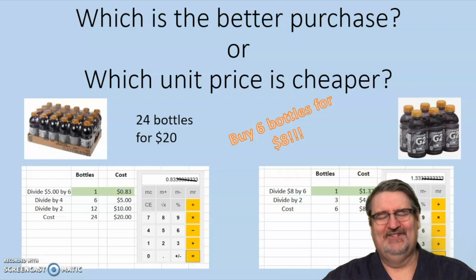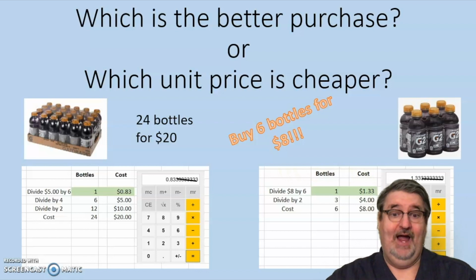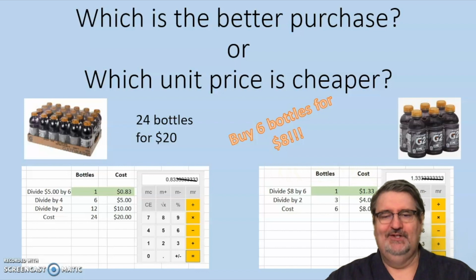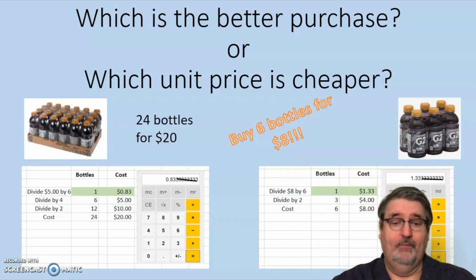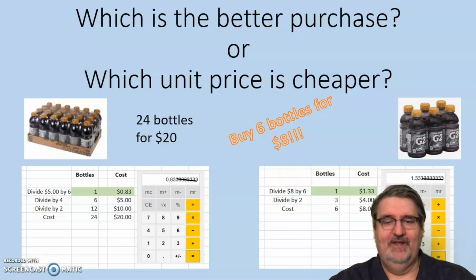Well, I can answer it a couple different ways. One, if I only have like $10, I can't really buy the 24 bottles. So it's kind of best to buy the 6 bottles for $8. But it's not really your best purchase because when you look at the unit cost, it's $1.33. If you could buy the 24 bottles at $20, now it's 83 cents per bottle. So you're saving 50 cents per bottle.